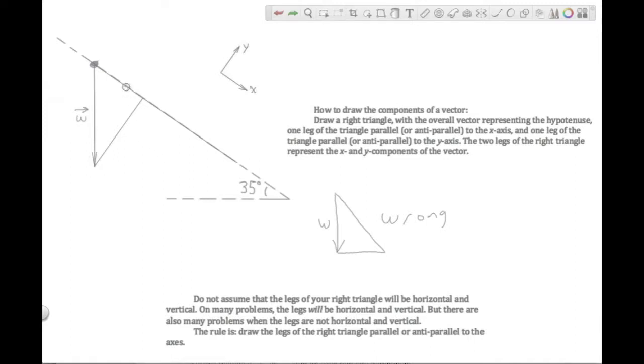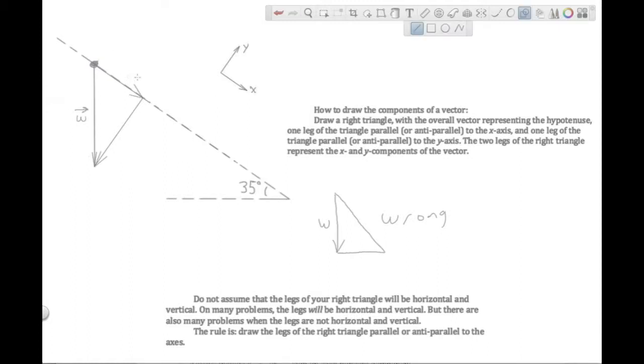Now we have to put arrows on these legs. We need to put arrows on these legs because the components are vectors with their own directions. So how can we figure out the directions? Well, one approach you could use is remember that the components represent the overall vector. Since the overall vector points down, each of the components should also point down.